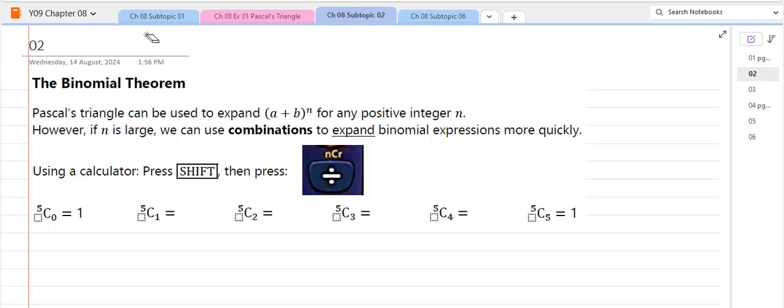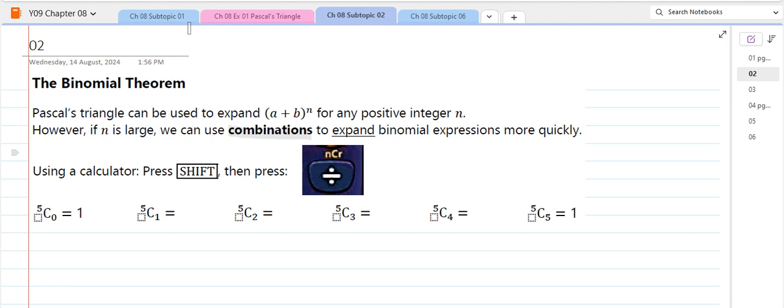Pascal's triangle can be used to expand (a + b) to the power of n for any positive integer n. As you have seen previously, you use Pascal's triangle, but if n is too large, there's an alternative that we can use. In your calculator, we can use combinations to expand binomial expressions more quickly. If you have your calculator, you press shift and then press this button, which we call combination.